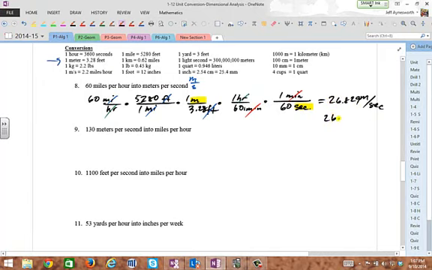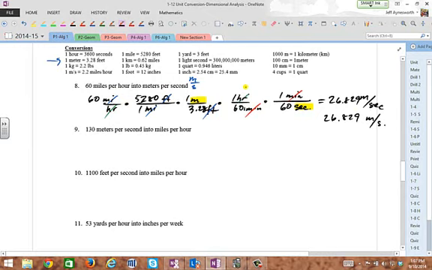Let me write it clearly. 26.829 meters per second. That means every second the object goes roughly almost 27 meters. That's pretty fast, by the way. Okay? All right, and that's just something that you have to get used to. You convert one to the other by using what are called conversion factors.